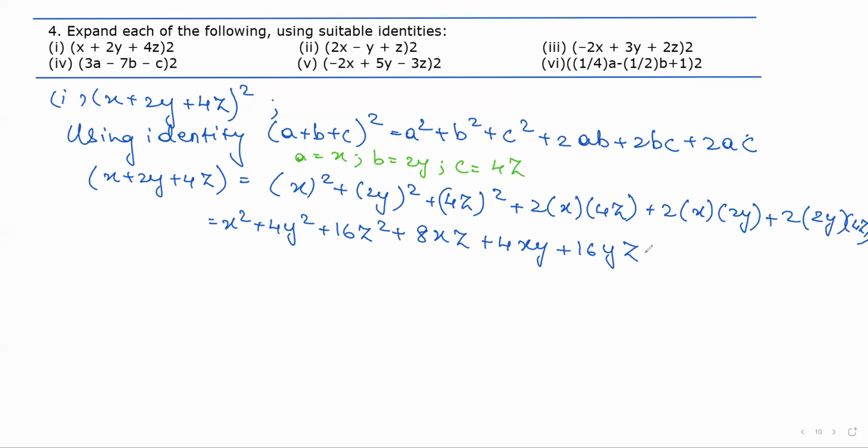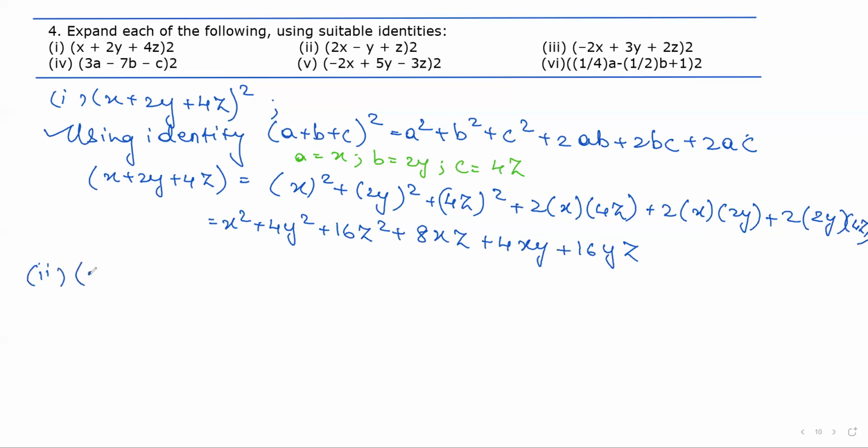All you have to do is equate your given question with this identity, compare, get the values of a, b and c, substitute and come up with the answer. I'm not going to write the identity in every part. I'll assume that you know it, you've learned it by heart, or you can write it somewhere and refer to it.